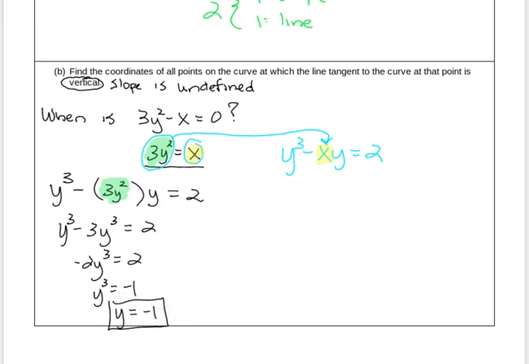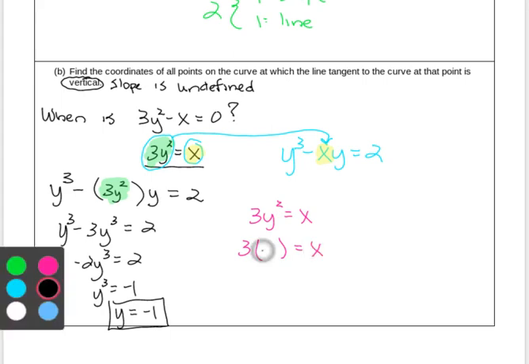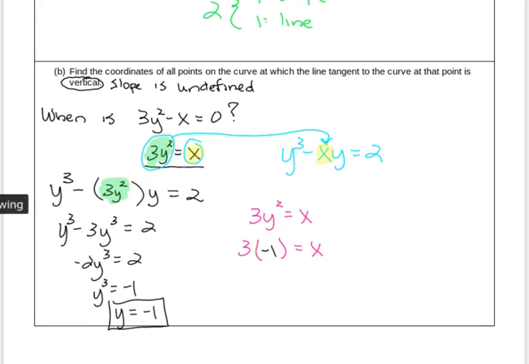Now this question asked us for the coordinate points. So not just the y value, we need to find the x value also. So what I'm going to do then is go back to this 3y squared equals x, and plug my negative 1 in. So I have 3, and I'm going to plug my negative 1 in, and so I get that x is equal to 3.